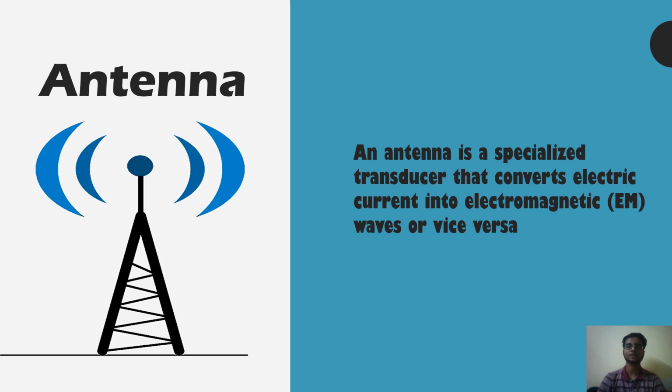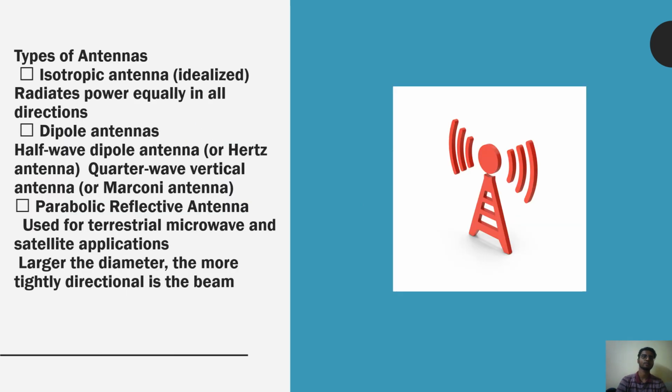Antenna. An antenna is a specialized transducer that converts electric current into electromagnetic waves or vice versa. Types of antennas. Isotropic antenna. It radiates power equally in all directions. Dipole antenna. It has two types: half wave dipole antenna and quarter wave vertical antenna. The other one is the parabolic reflective antenna, used for terrestrial microwave and satellite applications. The larger the diameter, the more tightly directional is the beam.